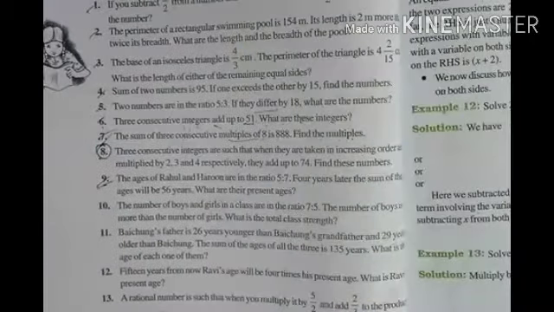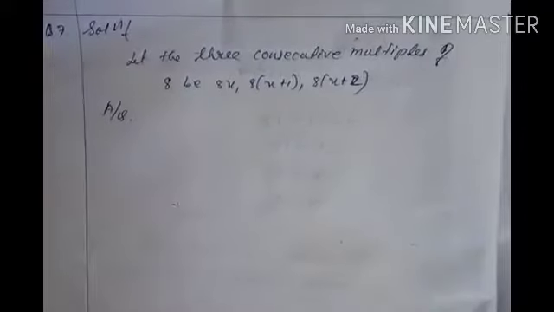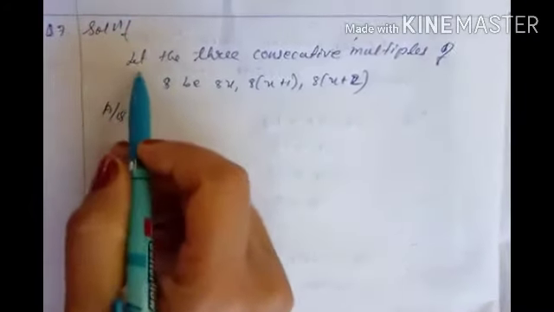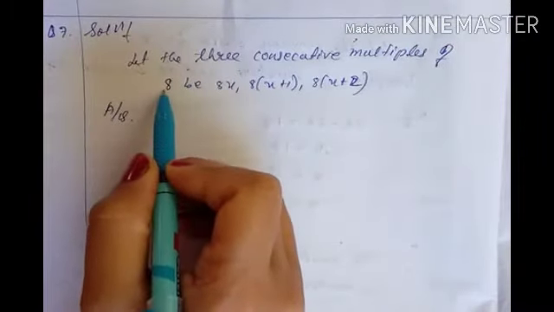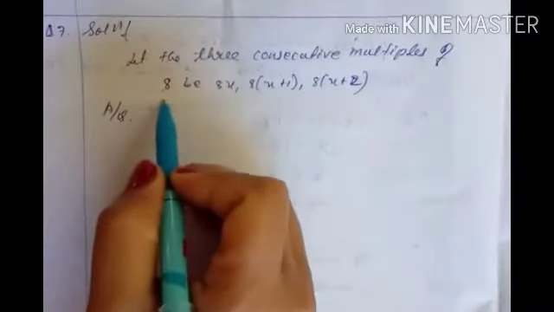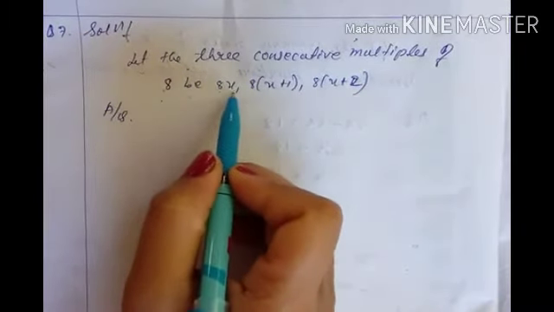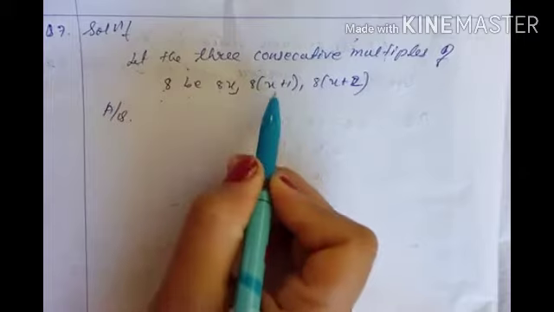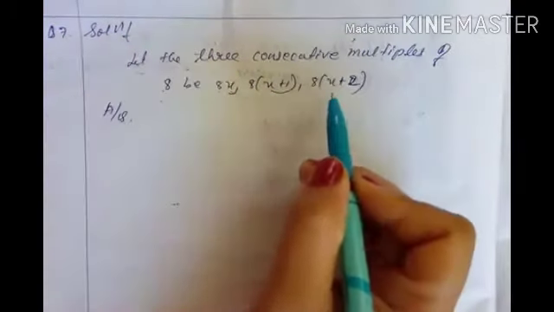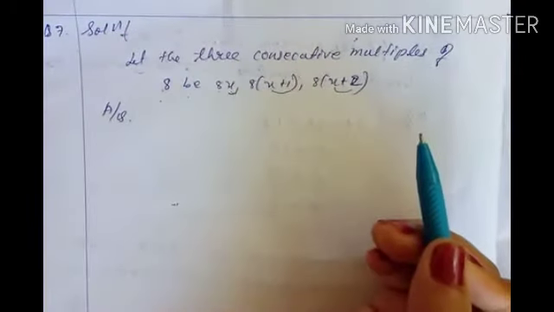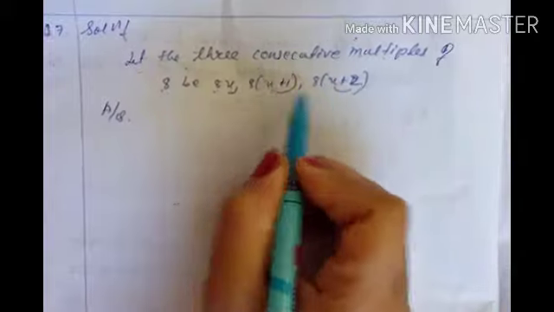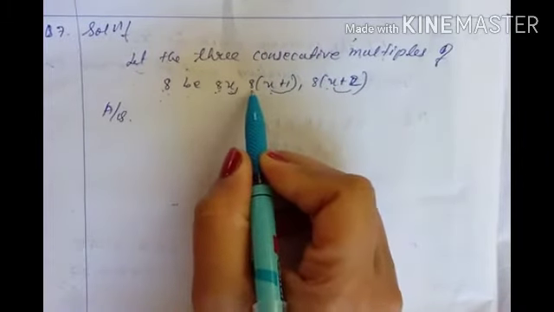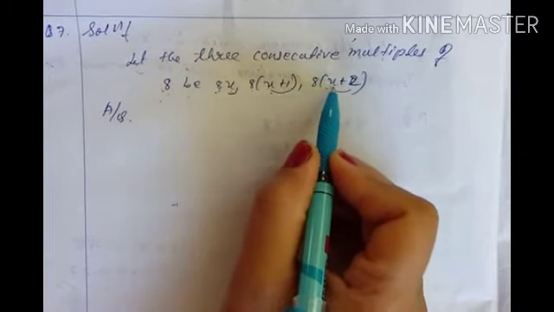Now our solution is for question number 7. Let the three consecutive multiples of 8, multiples of 8, isn't it, be 8x. Suppose these are x, x plus 1, x plus 2. These are three consecutive integers, isn't it? But here they will be multiples of 8. So you will multiply each of the three terms by 8: 8x, 8 times x plus 1, 8 times x plus 2.